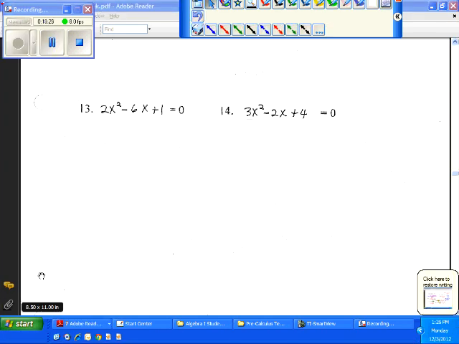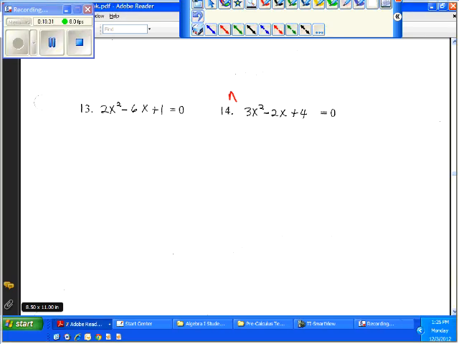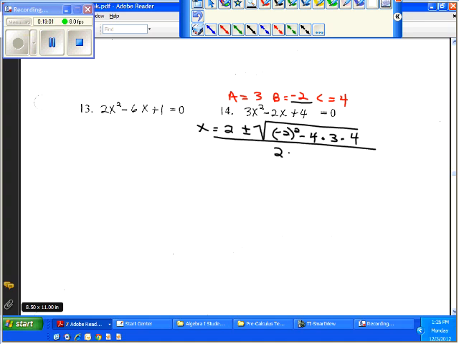All right. Number 14. The a of the quadratic is 3. The b of the quadratic is negative 2. The c of the quadratic is 4. So we get x is equal to the opposite of a negative 2, positive 2, plus or minus the square root of my b, which was a negative, so we want to show it as the negative quantity squared, minus 4 times my a of 3 times my c of 4, all over 2 times my a of 3.